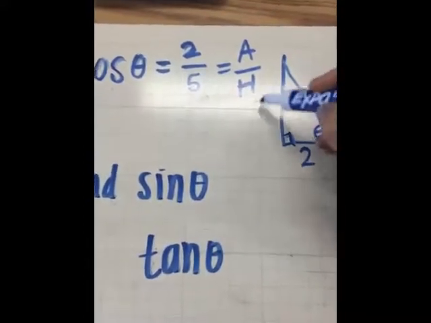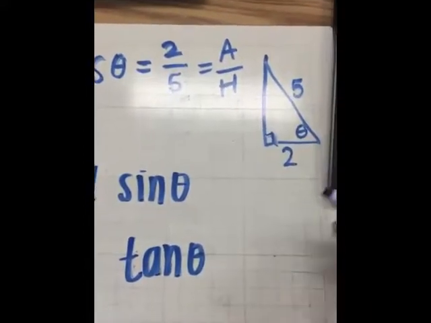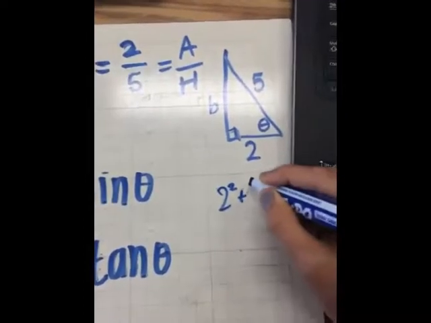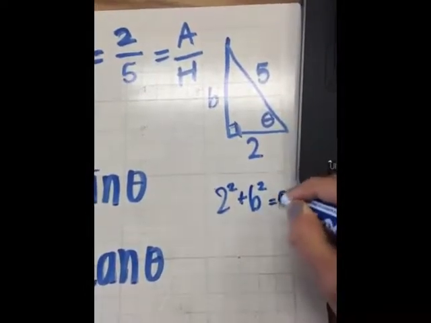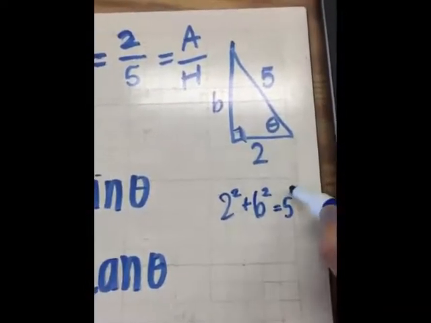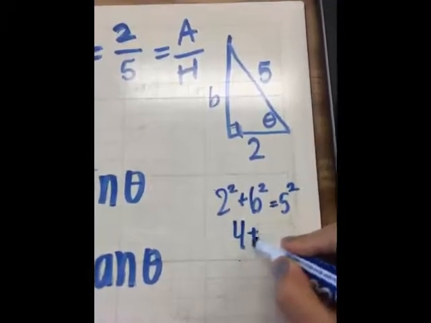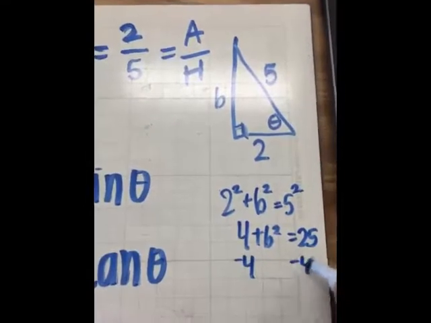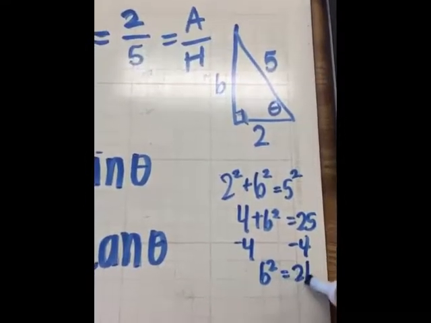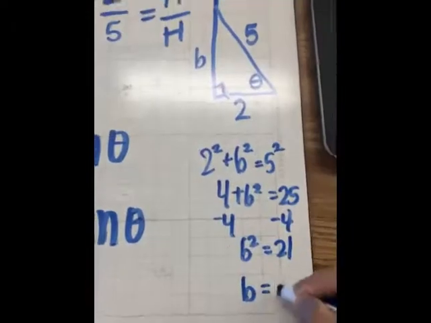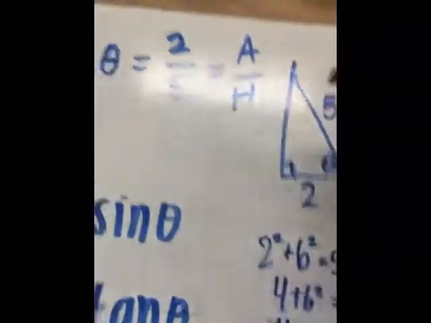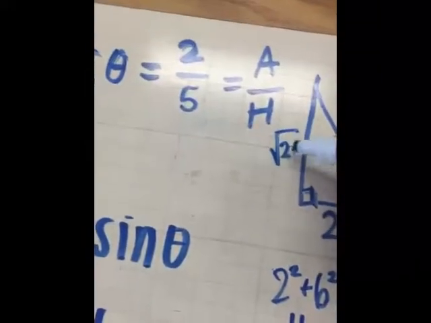So we need to figure out what is this third side. We're going to do Pythagorean theorem. Let's call it b. 2 squared plus b squared equals 5 squared. 4 plus b squared equals 25. Subtract 4 from both sides and you get b squared equals 21. We take the square root of 21 and that doesn't simplify. So this side is square root of 21. So that's the opposite side.